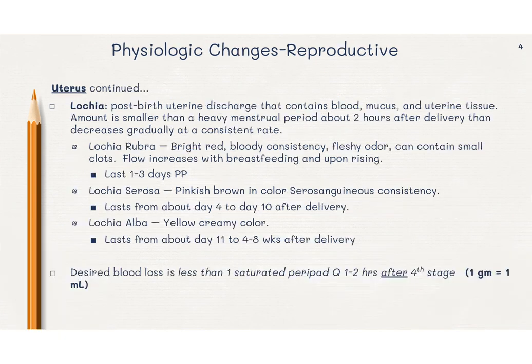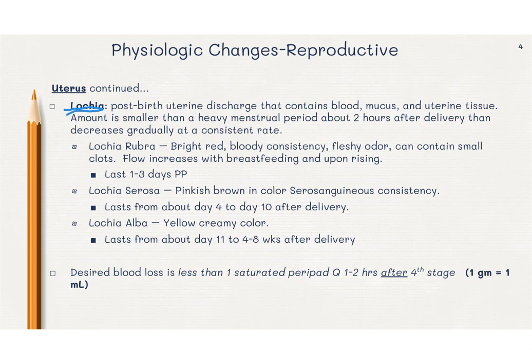Okay, so we're still talking about the uterus here. The uterus has a big job because remember, your patient, like I said, was just very recently pregnant. So now we've got to make sure that the uterus is contracting so we can get the involution process happening here. So the next piece about the uterus we're going to talk about is this word here called lochia.